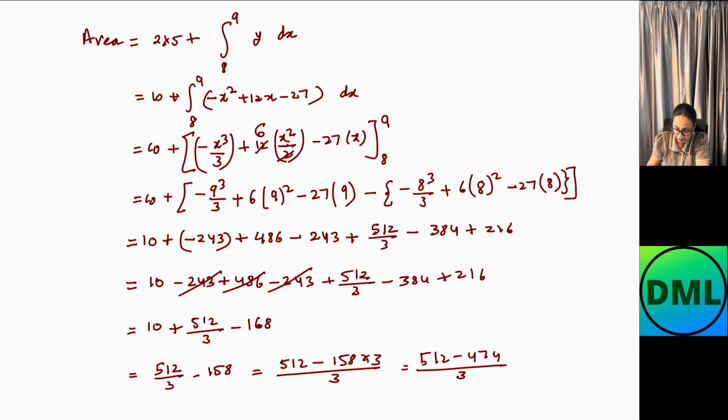If you subtract 512 minus 474, that will be equal to 38 by 3, which will be written as 12 by 3. Or if you want to write it in decimal, that answer will be written as 12.66, which is approximately equal to 12.7. That's how you can solve your question.